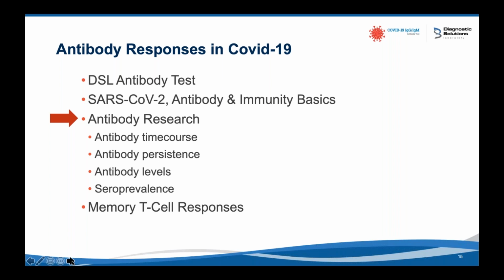So how long does it take the different types of antibodies to develop? Do they tend to stay elevated for a certain period of time, or do they tend to come down? What levels of antibodies are generated based on different levels of disease severity, for example, and also what's the overall seroprevalence in the population? So these are the kinds of things that are being addressed by these studies.